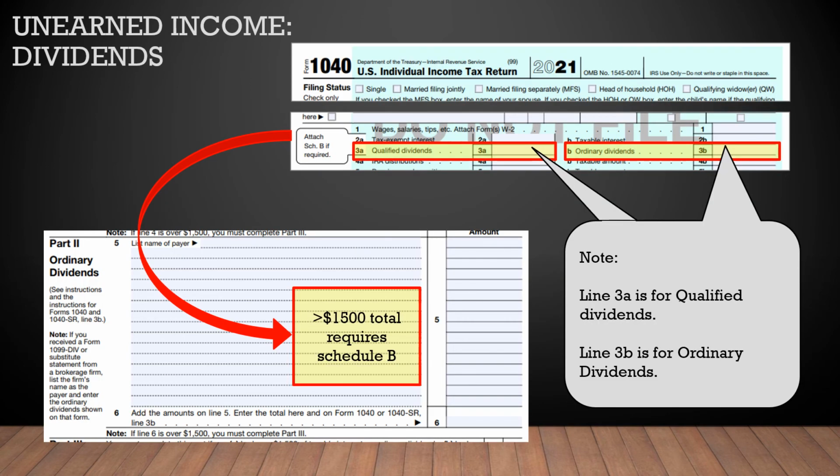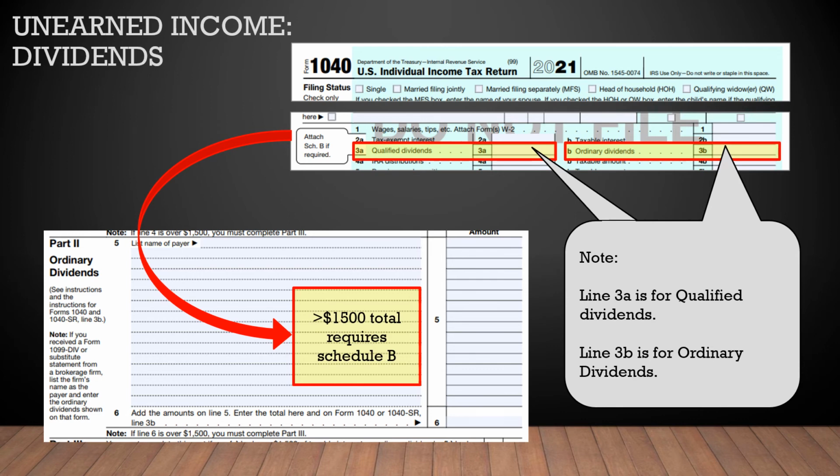So again, looking at how this flows onto Form 1040, we're now on line 3. Line 3A is where those qualified dividends go. Remember, we're pulling those out because they qualify for a different tax rate. And then line 3B is ordinary dividends.